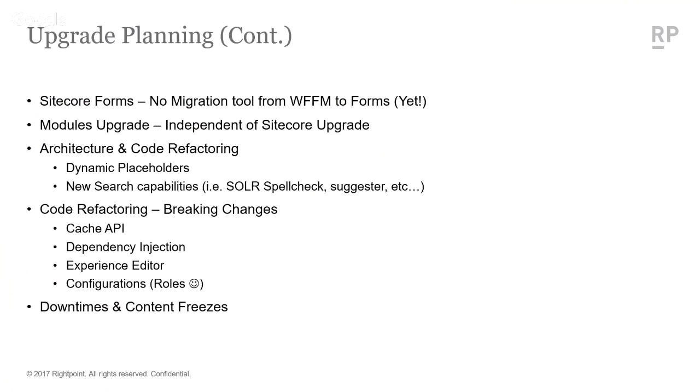As you're doing the upgrade, it's also a good time to consider some of the re-architecture and refactoring you need to do. Sitecore DLLs have been updated to Sitecore 9, so you're going to find that there's deprecated code or breaking changes. If you're coming from an instance prior to Sitecore 8.2, of course, you're going to have breaking changes like the cache API, dependency injection, things like that. Also consider the Experience Editor, as well as the new configuration process implemented in Sitecore 9. And then plan for any code and content freezes and any downtime that you're going to have as part of this. The goal for the upgrade should typically be to minimize the downtime or content freeze. That's going to be a huge win for the business.